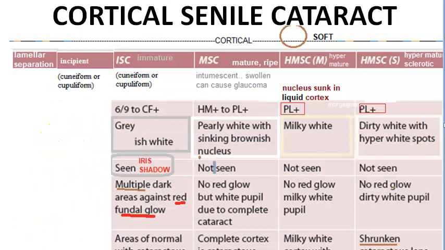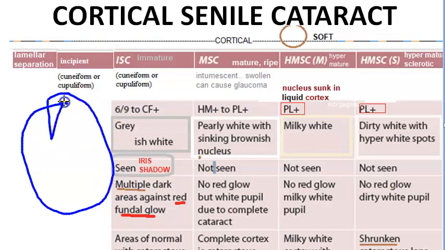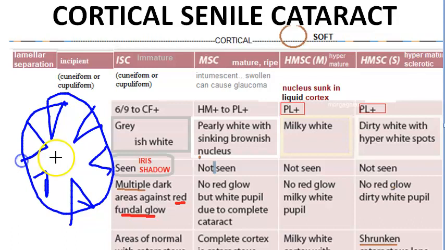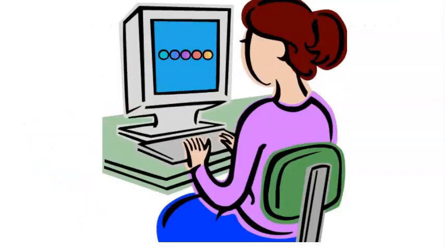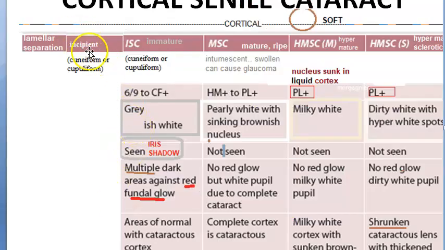So the cupuliform one extends outward. But the cuneiform one, what was happening? The cuneiform one was from the periphery. Cuneiform is from the periphery, cupuliform is from the central part extending outwards. So we finished lamellar separation and the incipient stage. Now we will move on to immature.